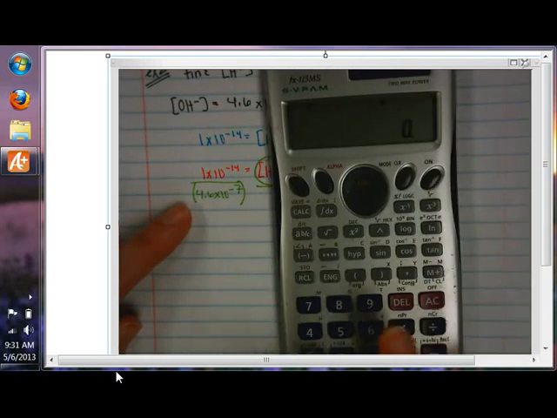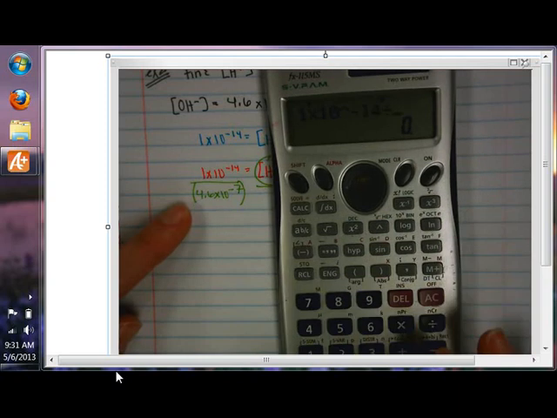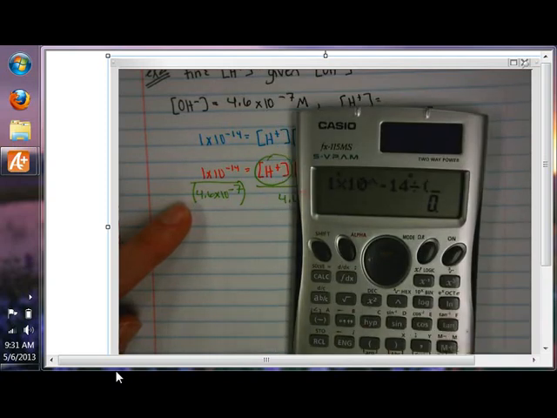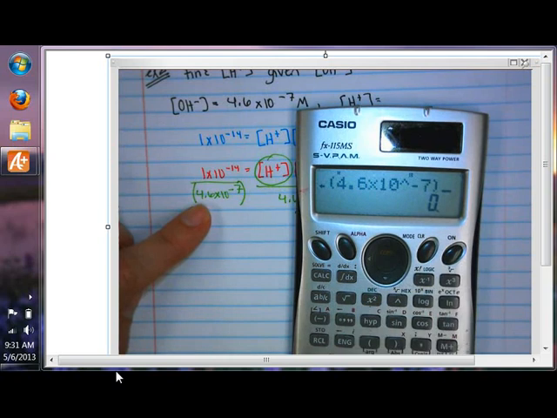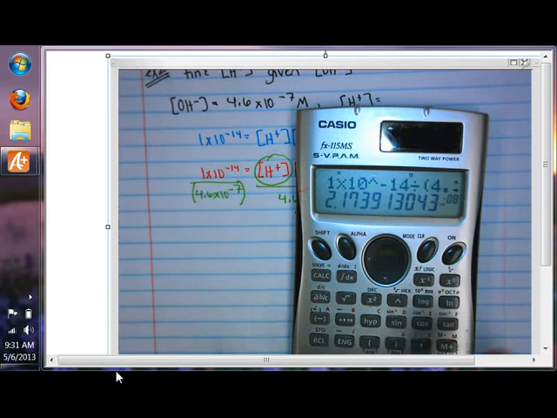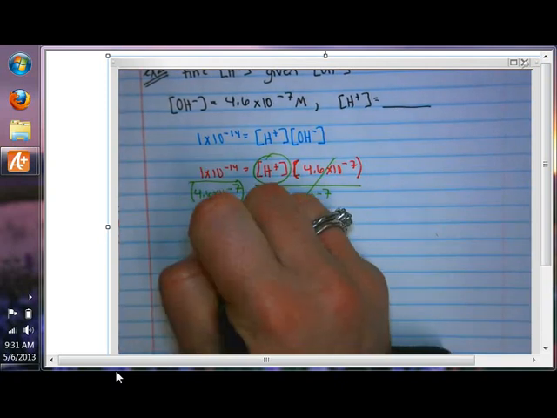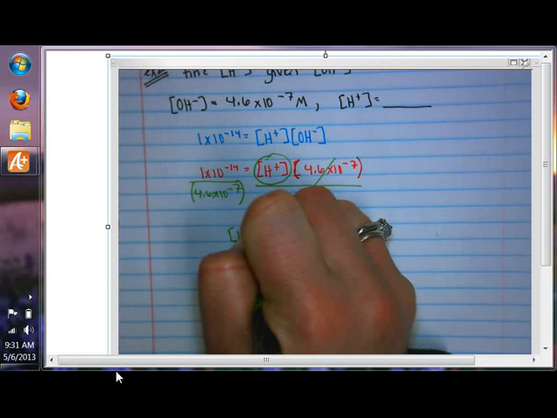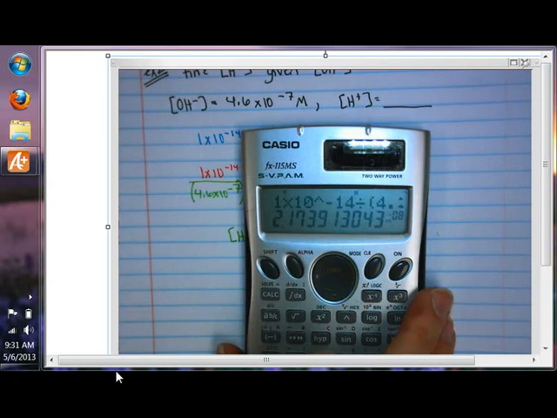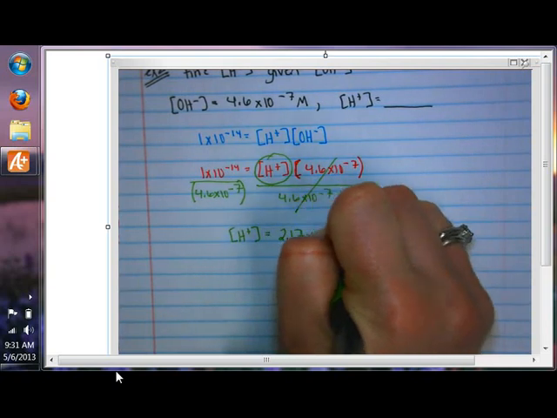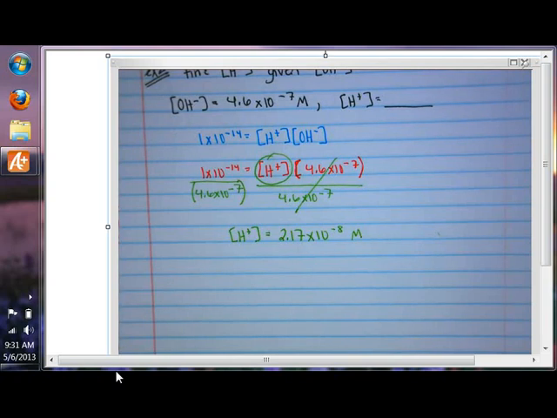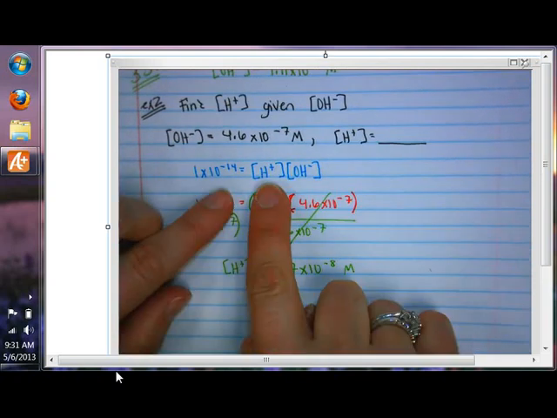So I say 1 times 10 raised to the negative 14th divided by, open parentheses, let me turn the light on, open parentheses, 4.6 times 10 raised to the negative 7th, close parentheses. This is what my calculator spits out. We're going to give everything 3 sig figs, so my final answer is the concentration of hydrogen equals 2.17 times 10 to the negative 8, and the units are molar. So they're very simple. If they give you one, you can easily find the second one.